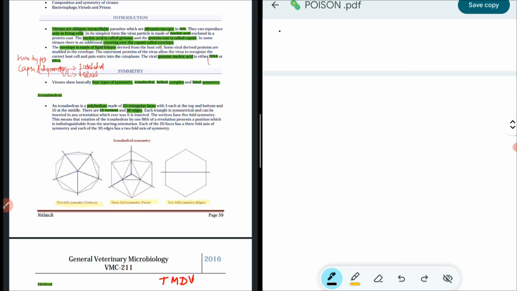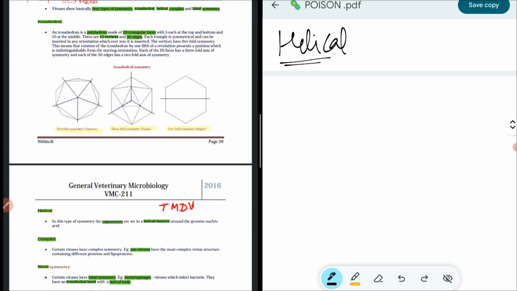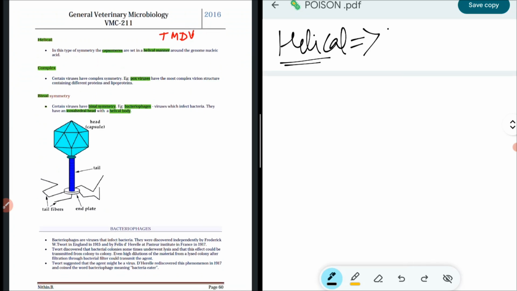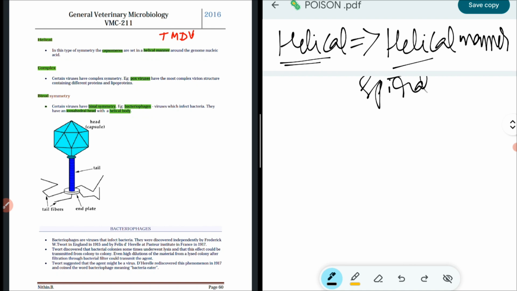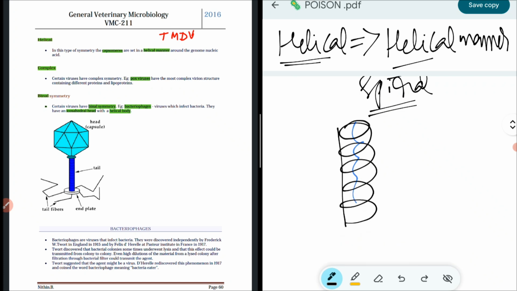Please give attention. In helical symmetry, as the name itself indicates, the capsomers are arranged in a helical manner. Helical manner is nothing but another name for spiral arrangement. To show it in diagrammatic view, if this has a genome, maybe either DNA or RNA, around this genome, now there is a capsid, and this capsid is arranged in helical manner like this. So when we look into electron microscope, the helical symmetrical virus will look like a cylindrical or spindle shaped structure in electron microscopy. So I hope till now the things are clear.